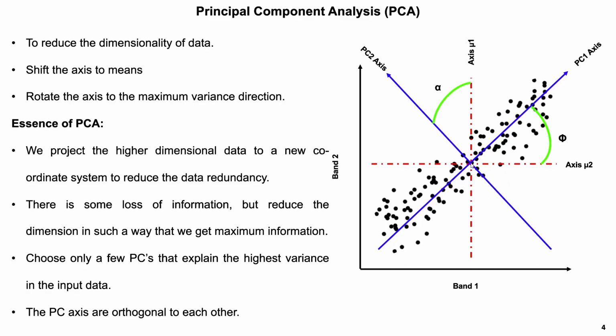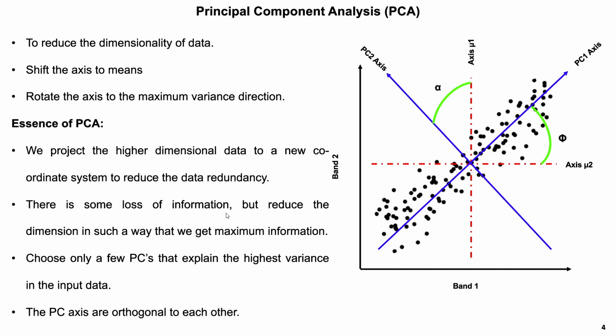So the center of the axis is the mean of band 1, and the other point is the mean of band 2. And we are rotating the actual axis by some degree, so that it will capture the maximum variability in the data. So the essence of PCA is that we project the higher dimensional data to a new coordinate system, that is the PC1 axis and the PC2 axis, to reduce the data redundancy.